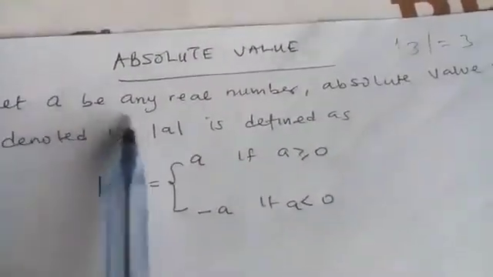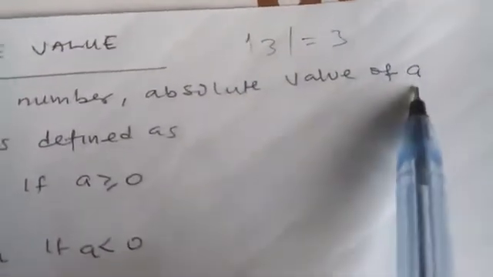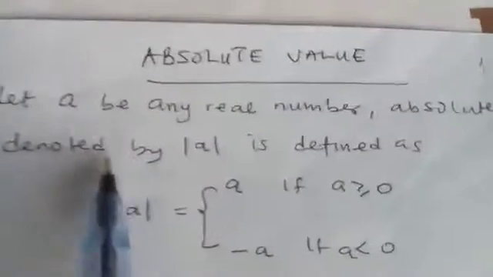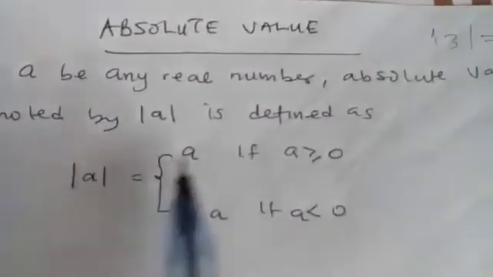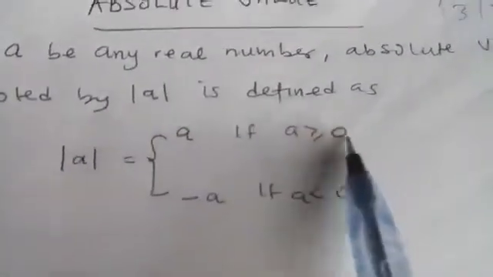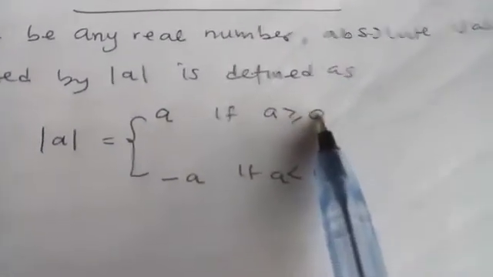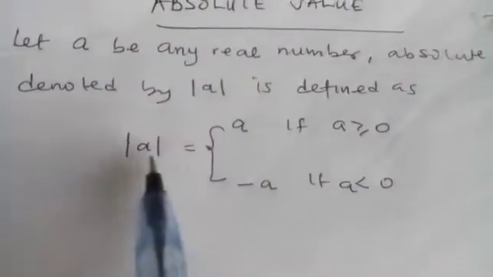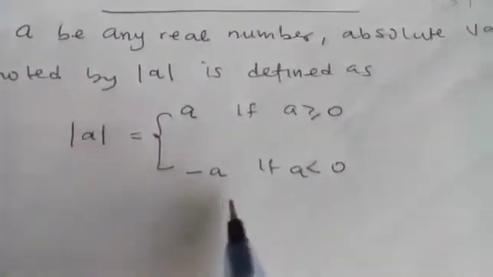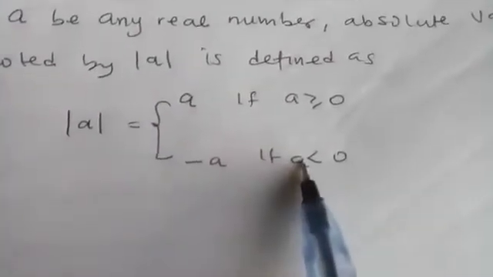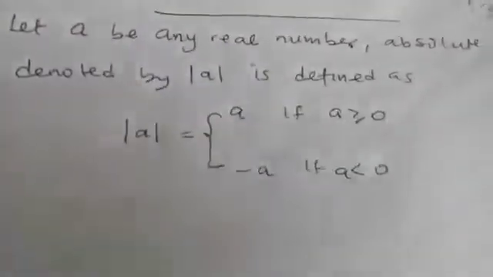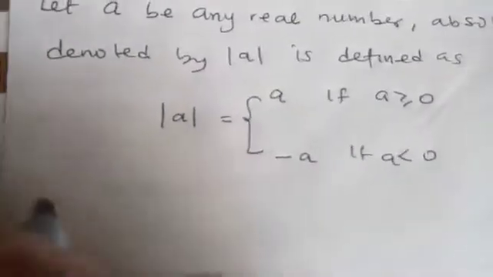Let a be any real number. The absolute value of a, which is denoted by this sign, is defined as follows. The absolute value of a will be equal to a if a is greater than or equal to 0, and the absolute value of a will be equal to minus a if a is less than 0. So that's the definition.